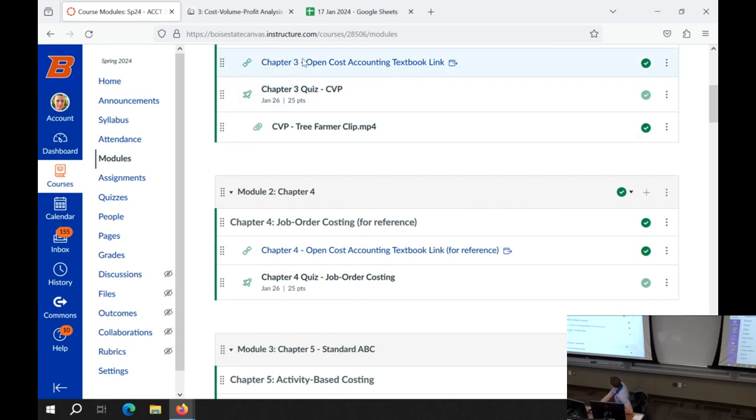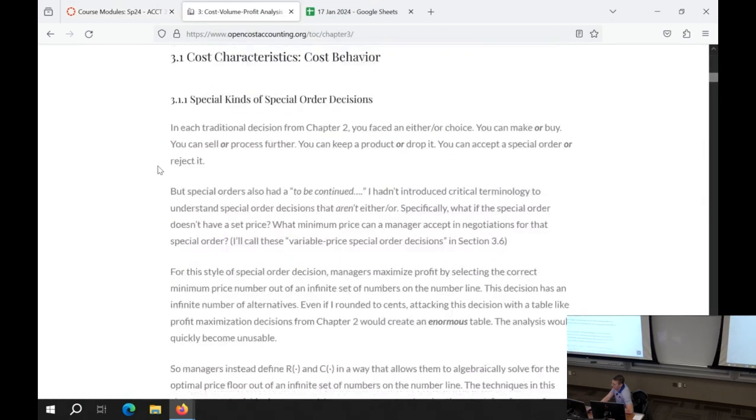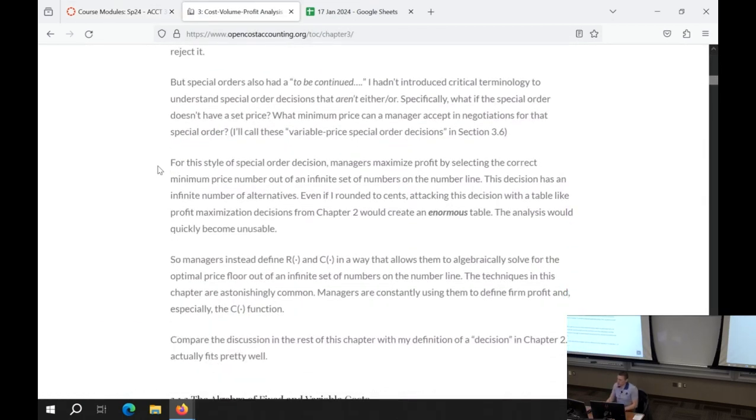So let's talk about Chapter 3. Chapter 3 in the textbook, cost, volume, profit analysis. We're going to go over basically splitting costs, this C function, into a fixed cost component and a variable cost component, which is not rocket science. We understand this. You recognize those terms, I'm sure.